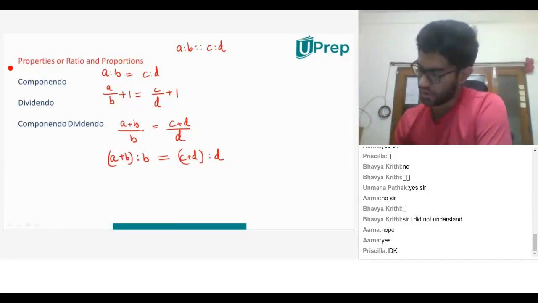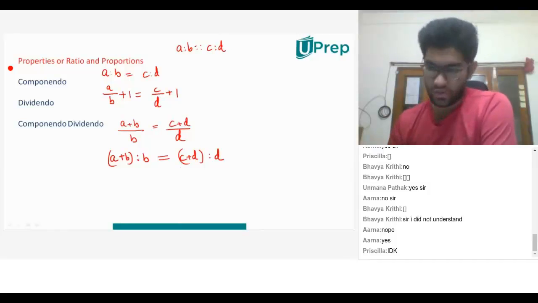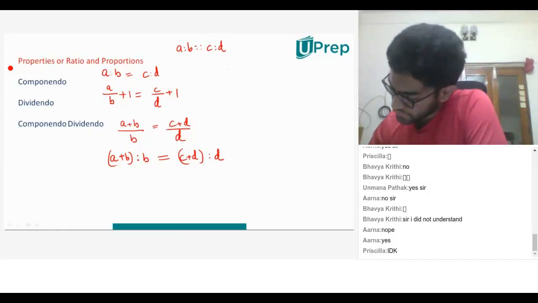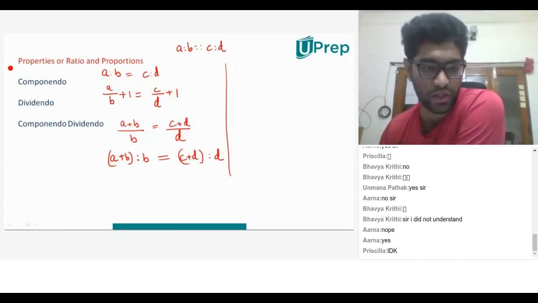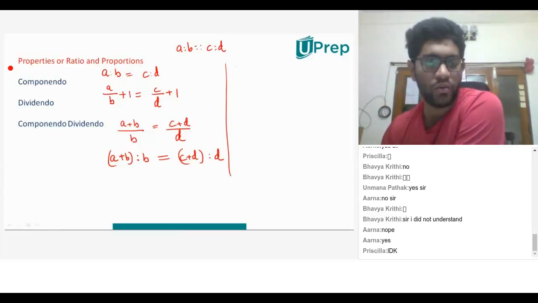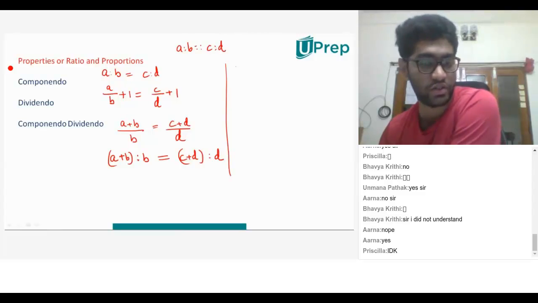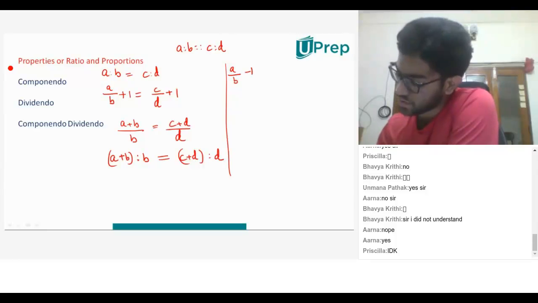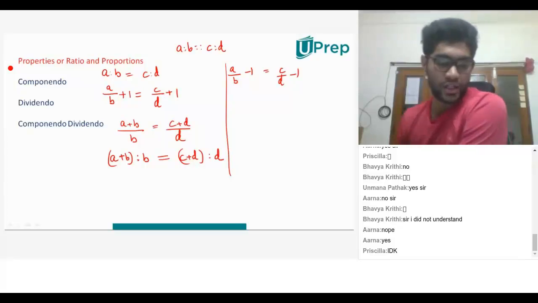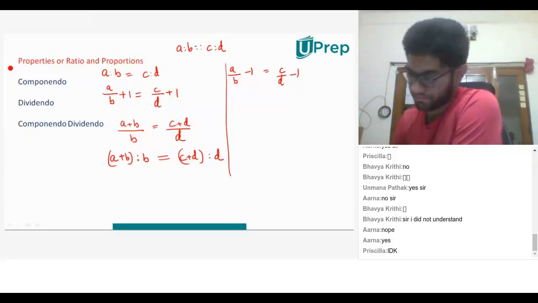Follow what I'm doing. Cool? Component is this. Now what am I telling? Let's look at dividendo. Same logic. Instead of doing plus 1, I'll do minus 1, because division is repeated subtraction. A by B minus 1, C by D minus 1. It still doesn't change. Both of them are still the same.